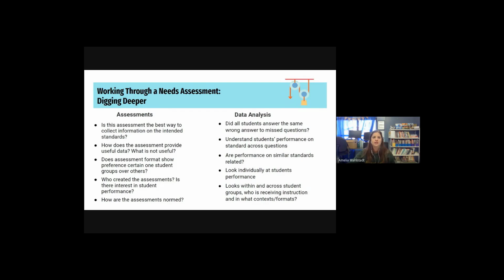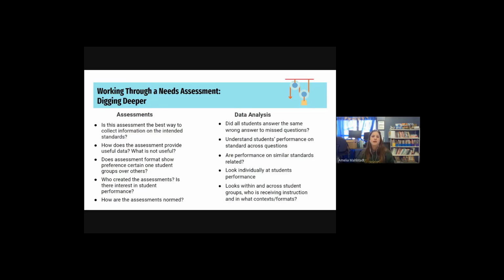And this really gets into that nitty gritty where we can make even more careful decisions about next steps for our students. And so for assessments, we want to think, is this assessment the best way to collect information on the intended standards? How does the assessment provide useful data? What's not useful about the assessment? Does the assessment format show preference for certain students over others? Who created the assessments, and how are they normed?